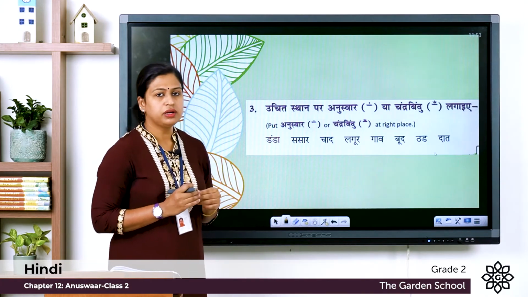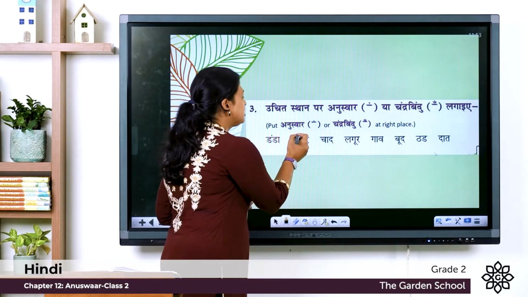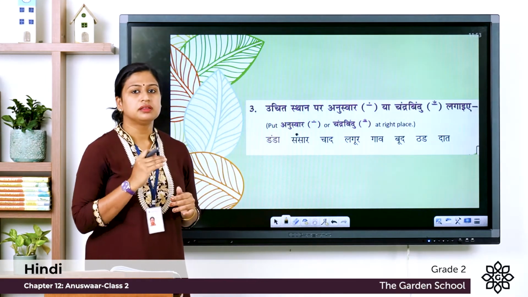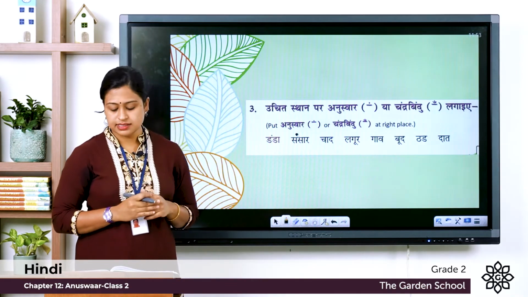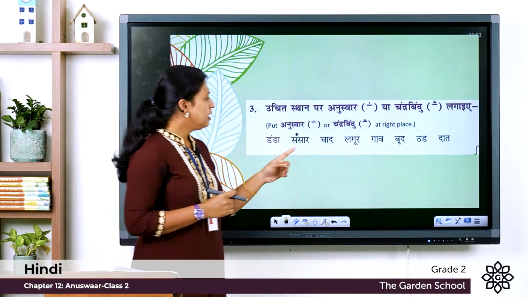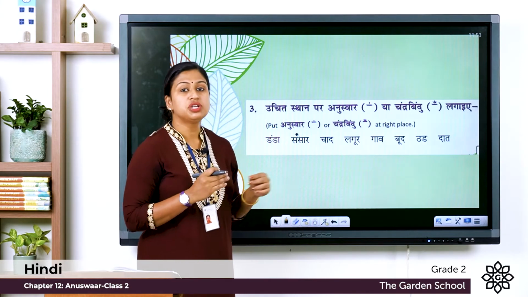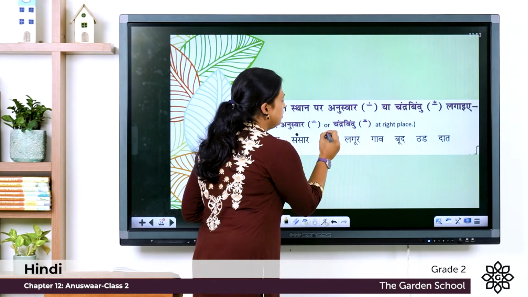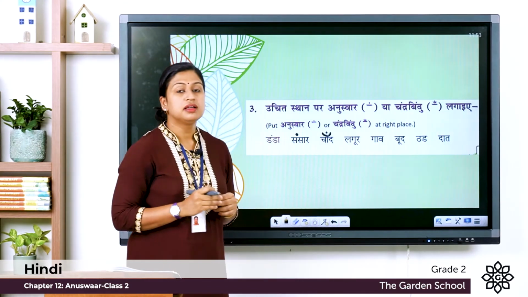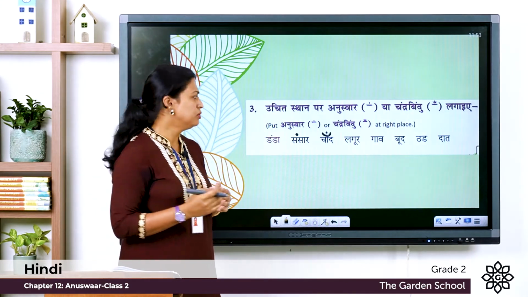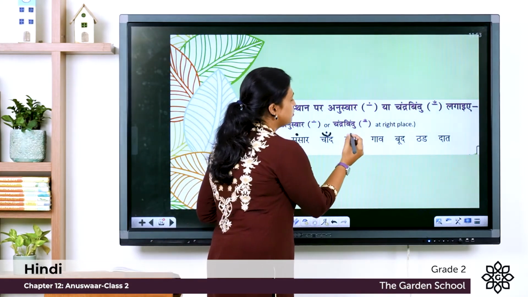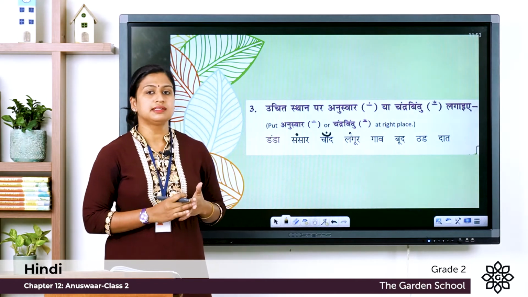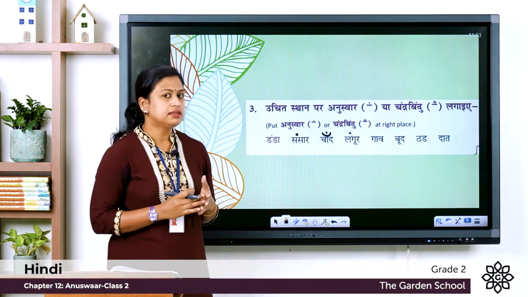Next, the correct word is Sansar, and you have to put this Anusar symbol. The word is Sansar. Sansar means world. The correct word is Chand. So here we have to put this Chandra Bindu symbol. The word is Chand. Chand means moon. The fourth correct word is Langur. So you have to put here Anusar symbol, and the meaning is baboon.